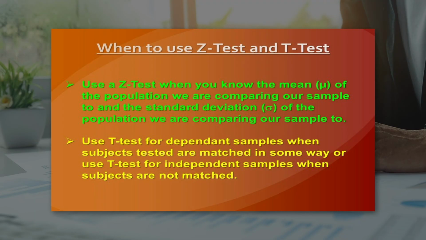So when to use Z test and T test? Use a Z test when you know the mean, that is mu, of the population we are comparing, or sample 2, and the standard deviation sigma of the population we are comparing, or our sample 2.